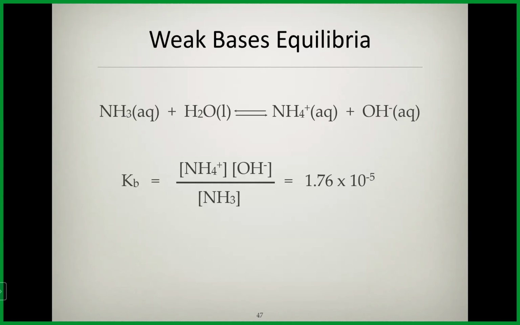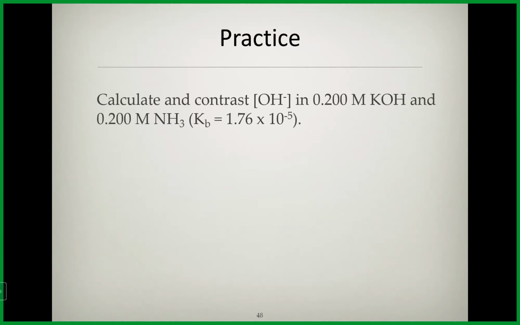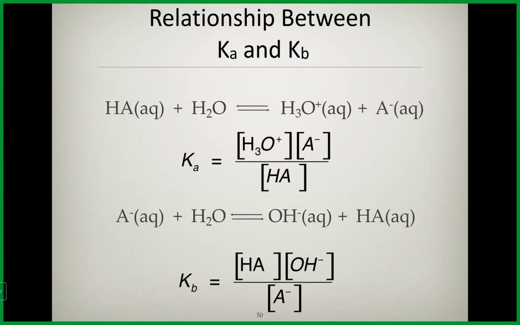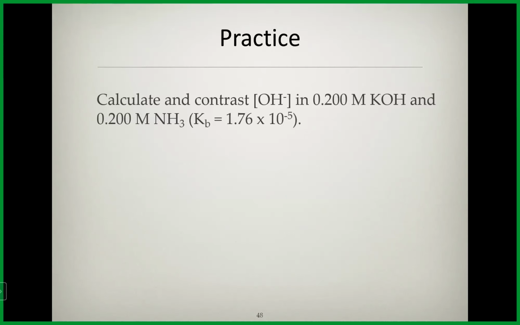And with this reaction, the base dissociation constant is just going to be 1.76 times 10 to the negative fifth. We're going to be able to use that to do quite a few things. We'll actually be able to relate that to the acid dissociation constant for the reverse reaction, based on the relationship with water, and that water dissociation constant.